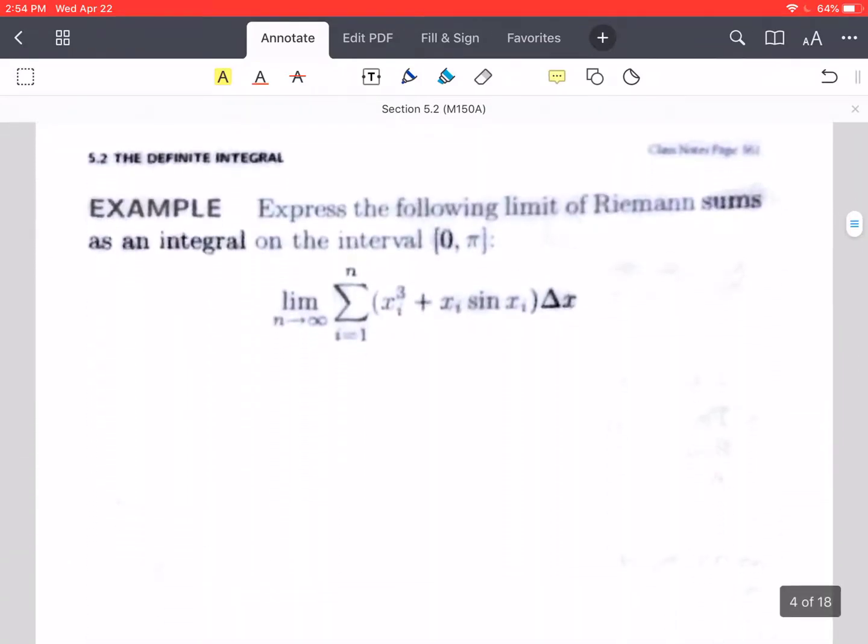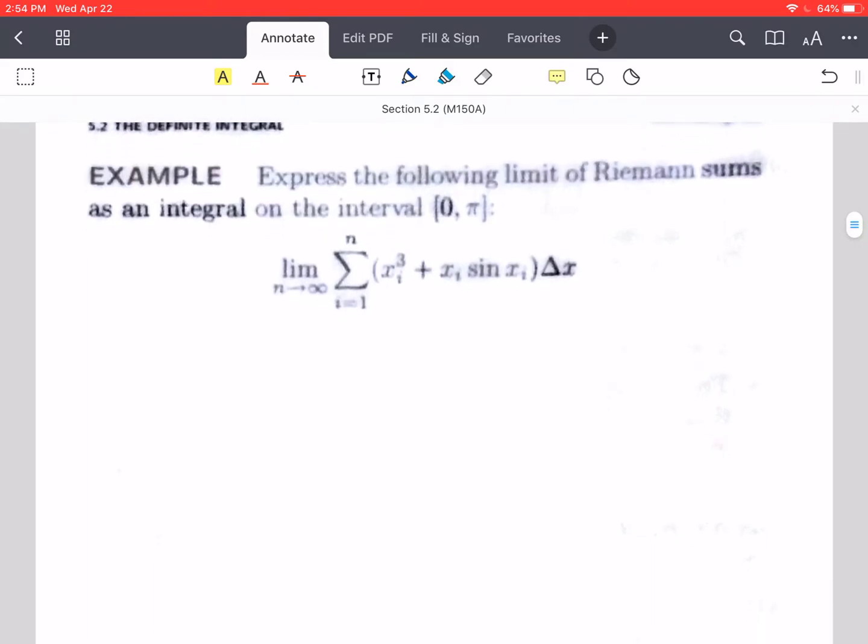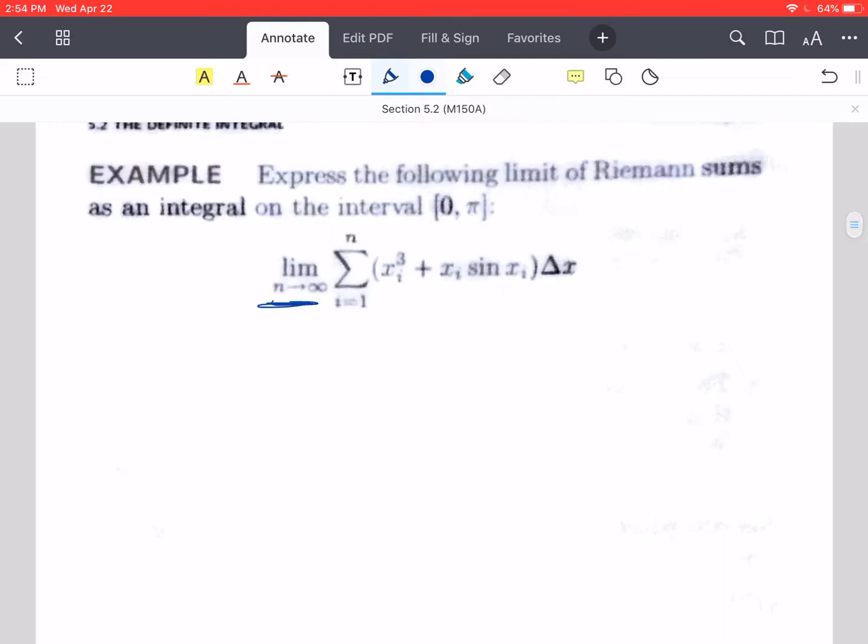So express the following limit of Riemann sums as an integral on the interval from 0 to pi. So we're not solving anything, we're just converting here. So we have the limit, the number of rectangles goes to infinity. This function in here is going to become our integrand. Our delta x, that's going to turn into our dx. And our bounds come from the chosen interval.